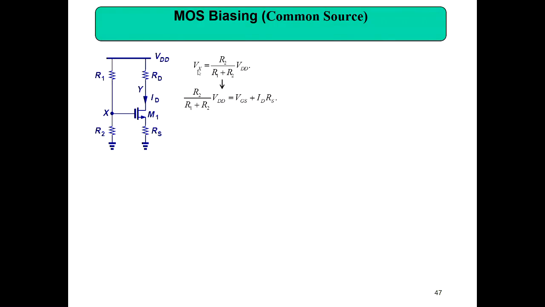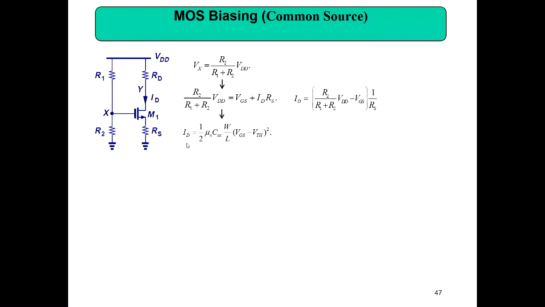So that's the reason Vx has two equations. One is R2 by R1 plus R2 into VDD. Vx also I can write by using this branch, VGS plus ID into RS. Then I can find out ID from this equation. ID equal to R2 by R1 plus R2 into VDD minus VGS, by 1 by RS.